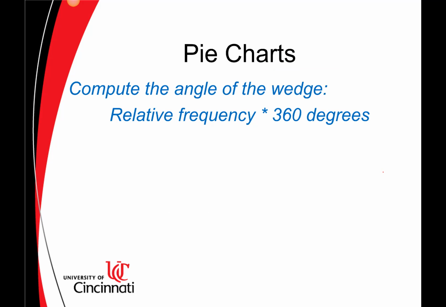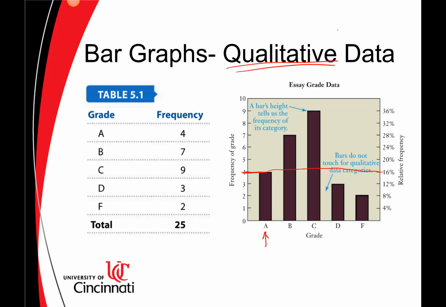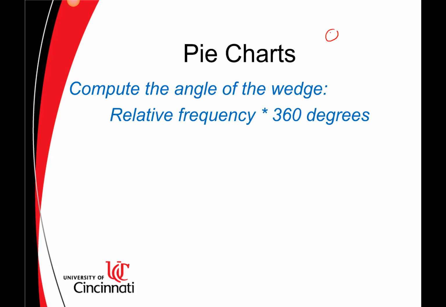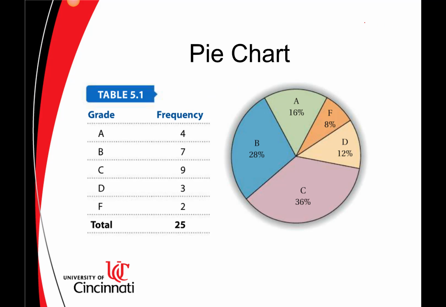Another very common chart to use with qualitative data, remember we're working with qualitative data here, so this would be A's, B's, and things like that, is a pie chart. They're kind of fun because you can get different colors involved, and it's a little bit nicer than just straight black vertical columns.